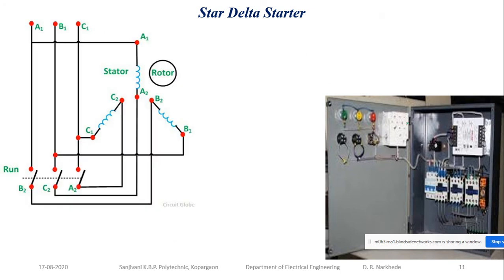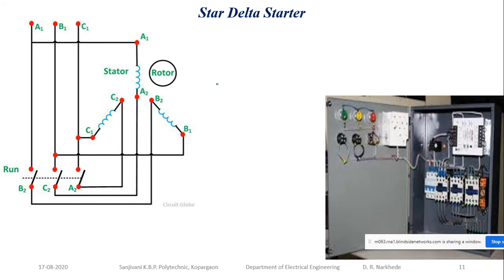Okay, so now basically how to connect this winding. So here, as we already discussed, this is your star delta starter. There are three types of star delta starter available in the market: manual star delta starter, semi-automatic star delta starter, and fully automatic star delta starter. In a manual star delta starter, we need to use a switch, and we have to manually switch from star to delta.